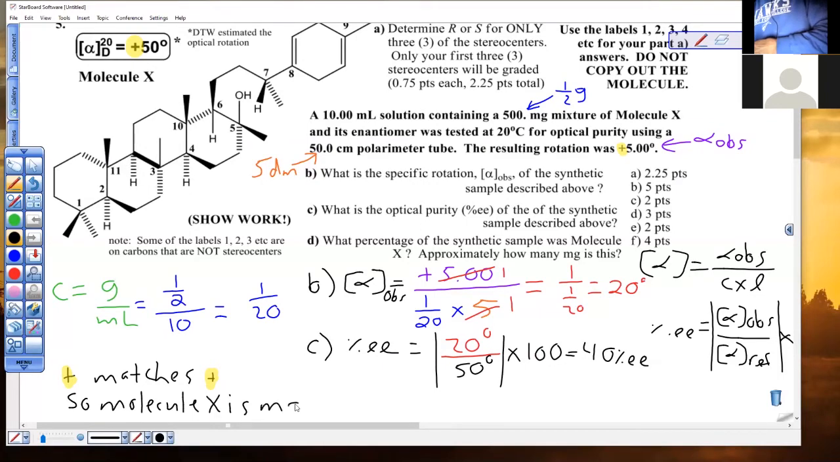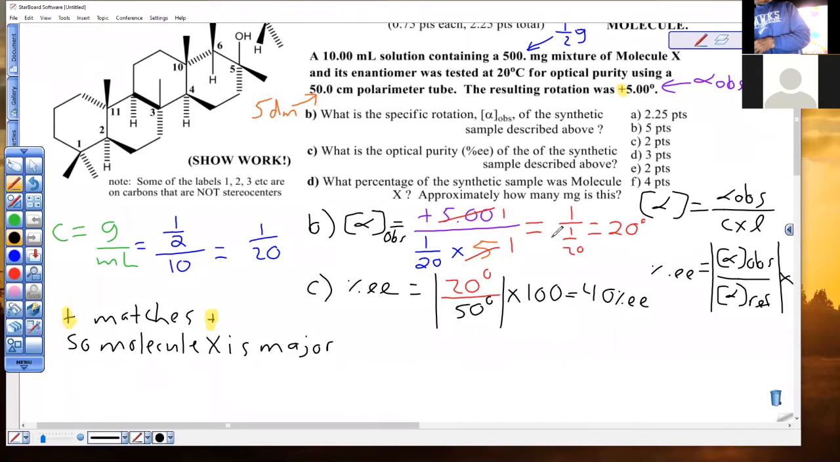If the signs were a mismatch, one of them plus, one of them minus, doesn't matter which, then molecule X's enantiomer would be major. And that's your only two choices. Either it's X or its enantiomer that is major. So I have 40% more of X than its enantiomer, and the total milligrams was 500. So first, let's figure out what 40% EE means in terms of what percentage of each isomer there is.